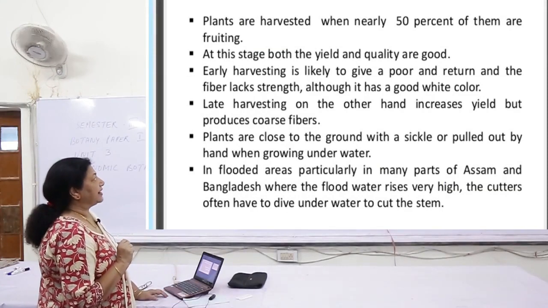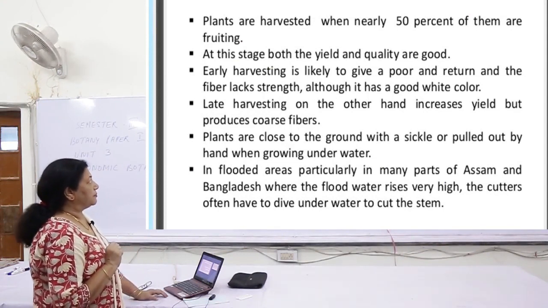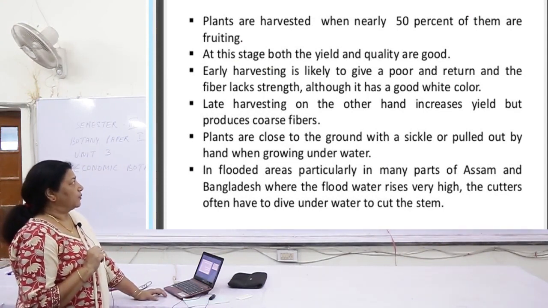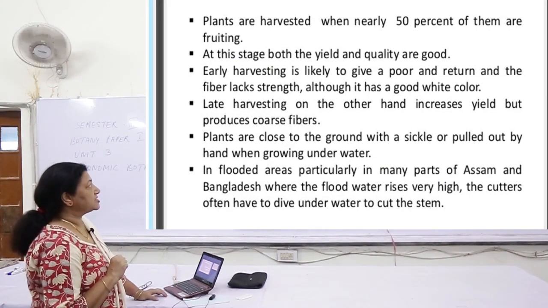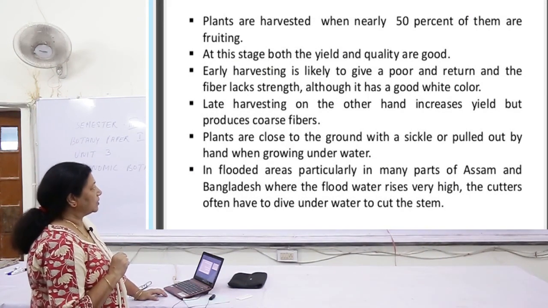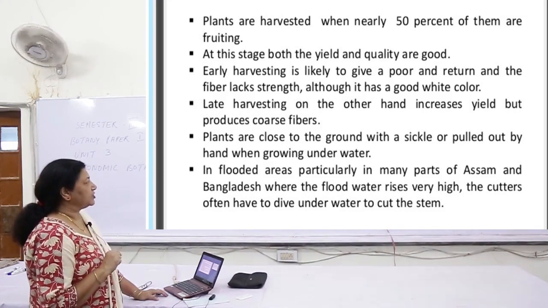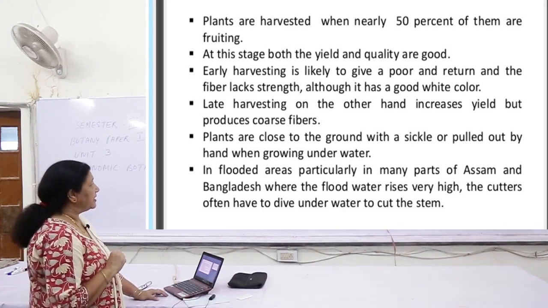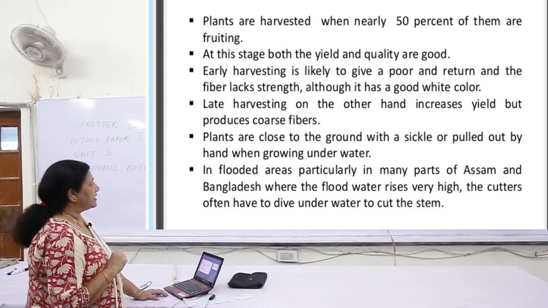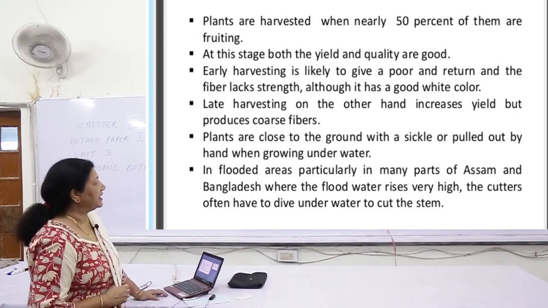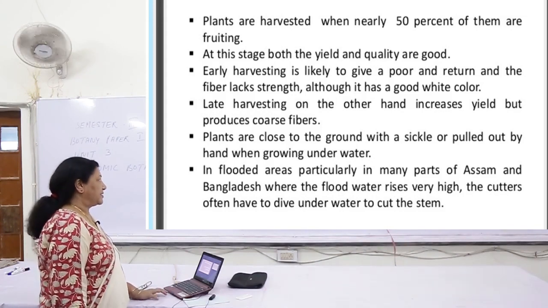Now, how do we get this fabric of jute? The plants are harvested when nearly 50% of them are at the stage of fruiting. At this stage, both the yield and quality are good. Early harvesting is likely to give a poor return, and the fiber lacks strength, although it has good white color. Late harvesting, on the other hand, increases the yield but produces hard fibers.